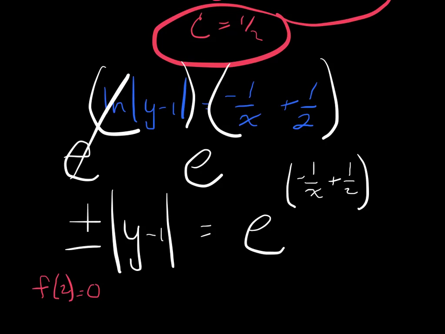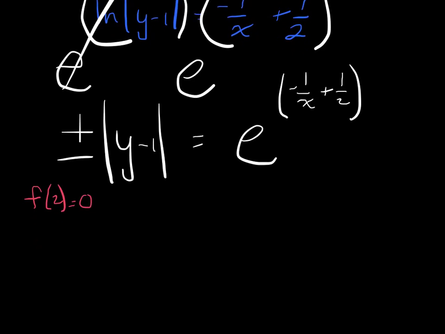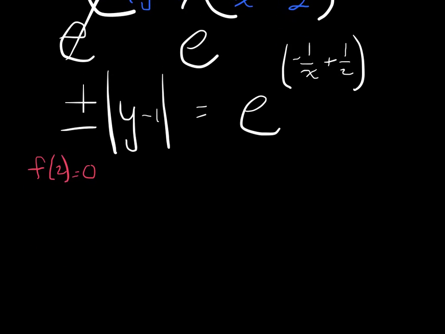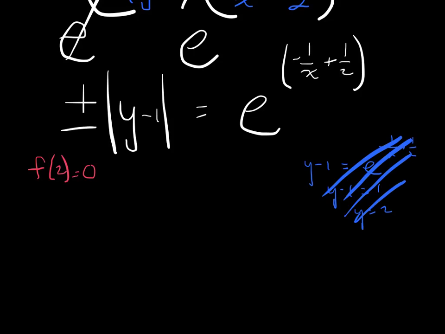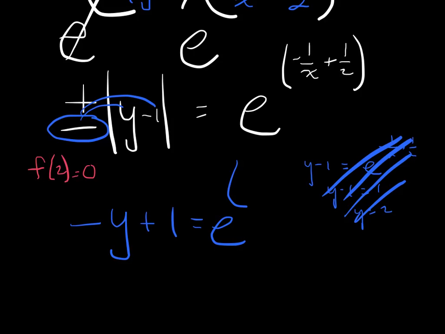If you were to leave it, and this is just to show you what's going through my head here, if I were to leave it as is with a positive y minus 1 equals e to this junk, and I plug in the 2, I'm going to get e to the 0, which is 1, so y minus 1 equals 1, y equals 2. That's not what I want. So I know that fails. It's not the positive value. I have to use the negative value. So I'm going to say it's negative y plus 1, taking that negative and distributing it, equals e to the negative 1 over x plus 1/2.